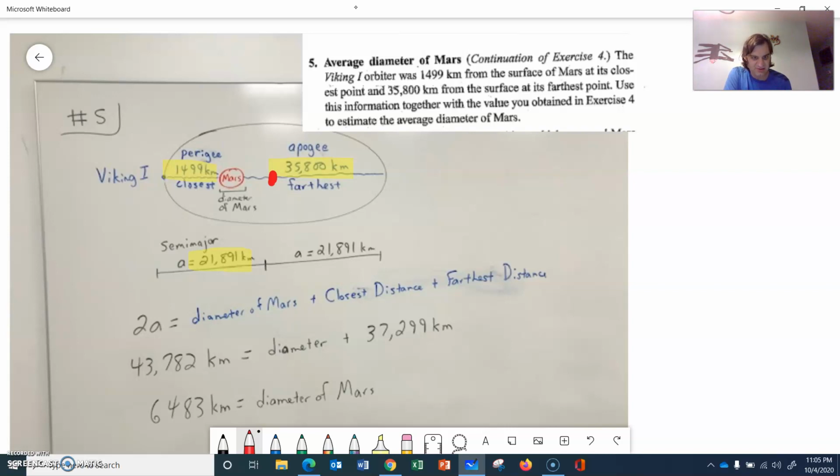Well, we can take the 22,000 kilometers, and that's about 44,000 kilometers over here. And then we can take the furthest point plus the nearest point, which is about 37,000 kilometers, and we can make up the difference, which would be the diameter of Mars here, which is about 6,500 kilometers. So think about that for a little bit. We have the left side of Mars, the right side of Mars, but Mars is trapped in the middle, and what we just calculated in problem 4 was half the distance all the way across, which we can double.